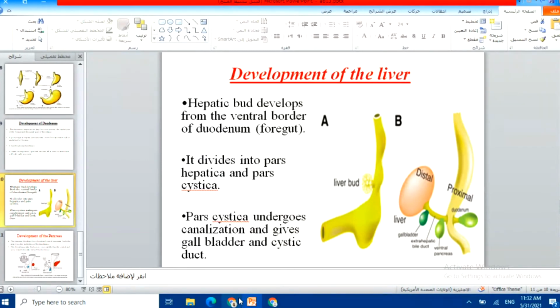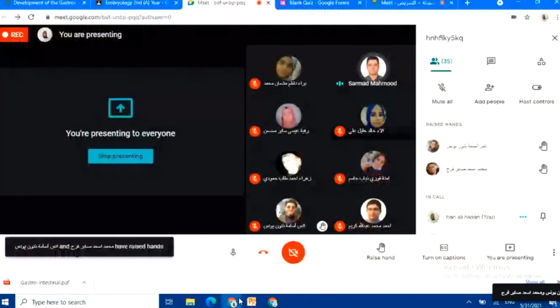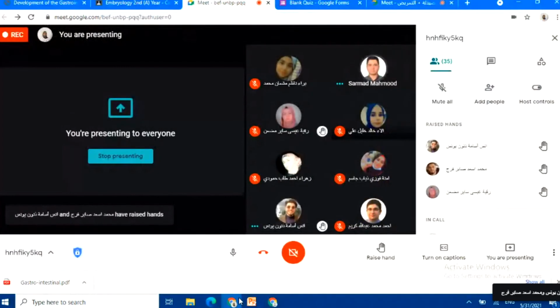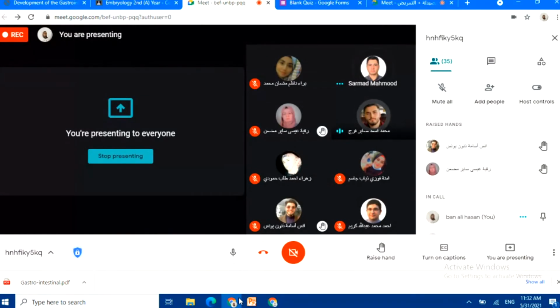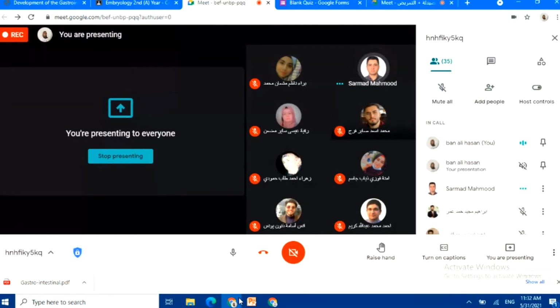Can anyone tell me which part of the gut tube, formed from its origin, will form the hepatic bud? Yes, Muhammad Asad, tell me. Doctor, we say the foregut will make the first part and half of the second part. Excellent. Okay. This part will give rise to two buds inside the digestive tract.